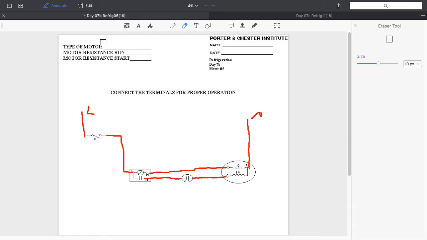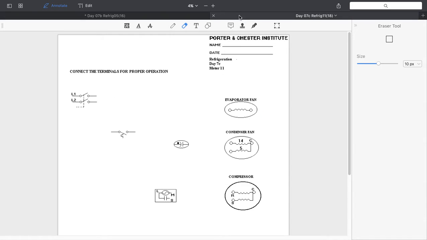So type of motor is a PSC. I can't tell you the motor resistance. Oh, sorry. 6 is my run winding because it's the smallest, and 14 would be my start winding. So we also have 7C. 7C is your complete refrigeration circuit, with the exception of the fact that the condenser fan here is going to be a PSC motor, but on your boards it is still a shaded pole. Okay, so let's go ahead and take a look at this one.